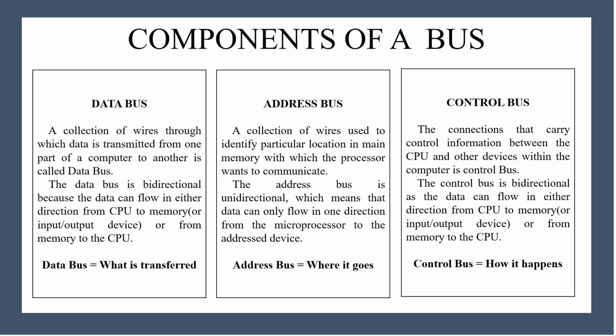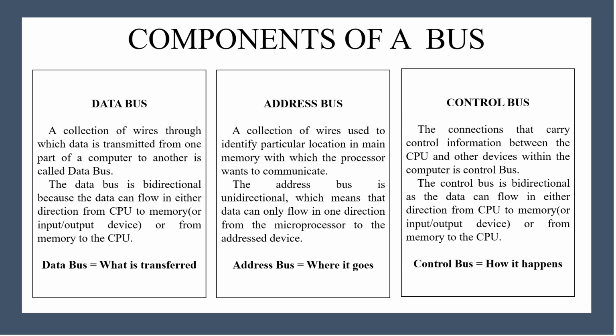Next, address bus. This one works like an address label. It tells the computer where the data needs to go. Unlike the data bus, this is unidirectional, meaning it only sends addresses from the processor to the memory. In simple terms, we can say that the address bus defines where the data goes.